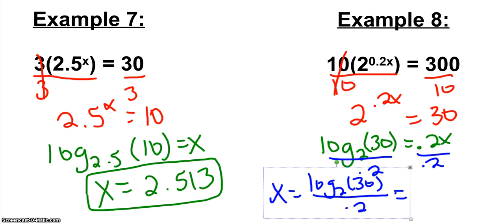And then I'm going to type this into my calculator. So I'm going to do math alpha math, log base 2 of 30. I'm going to hit enter and divide it by 0.2. Oops. Delete that and then hit enter. And I get 24.534.